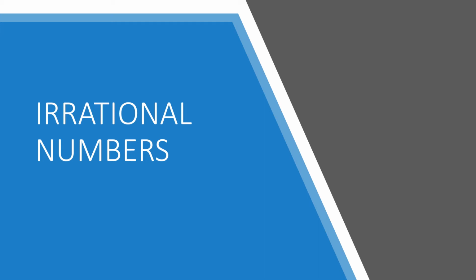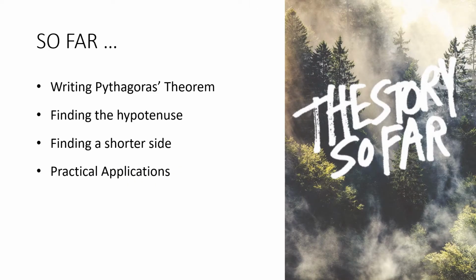Hi Year 8, this is our fourth lesson for our topic of Pythagoras' Theorem. In this video we're going to look at irrational numbers. So far in this topic we've learnt how to write Pythagoras' Theorem and then how to use it to find the length of the hypotenuse or the length of the shorter side. And then we also looked at some practical applications.